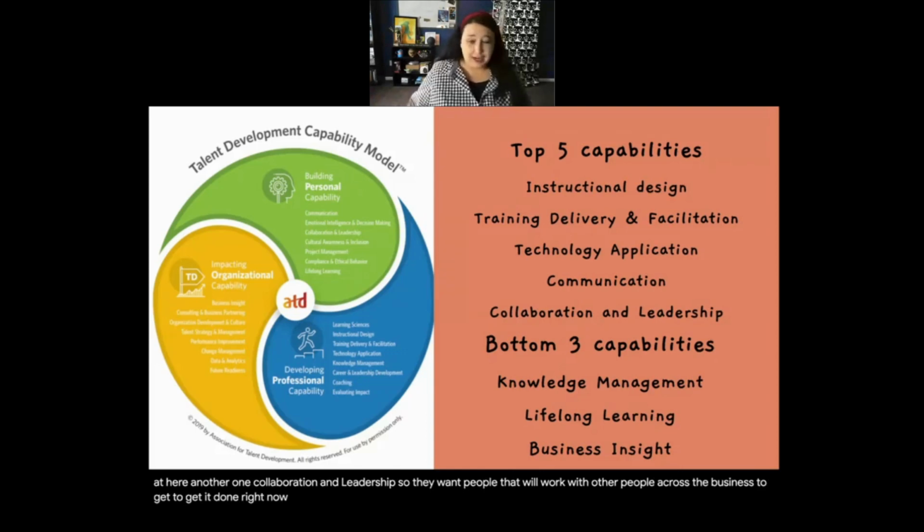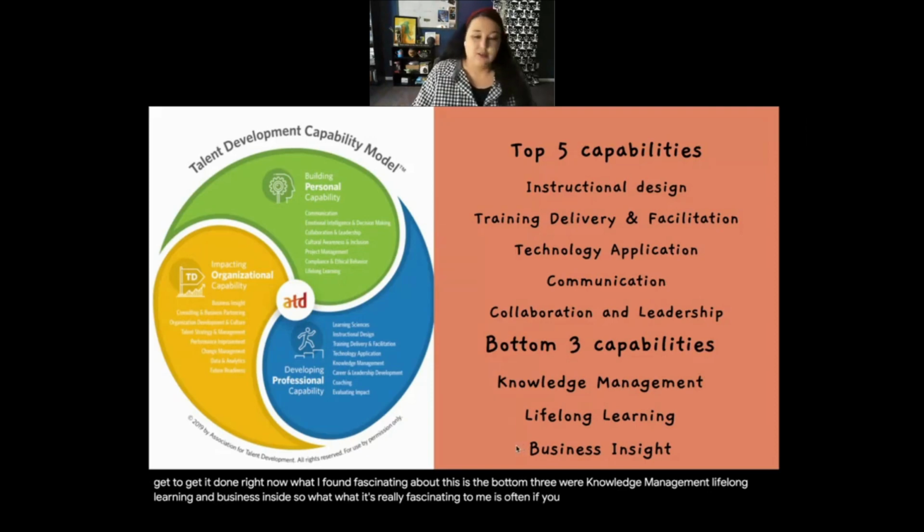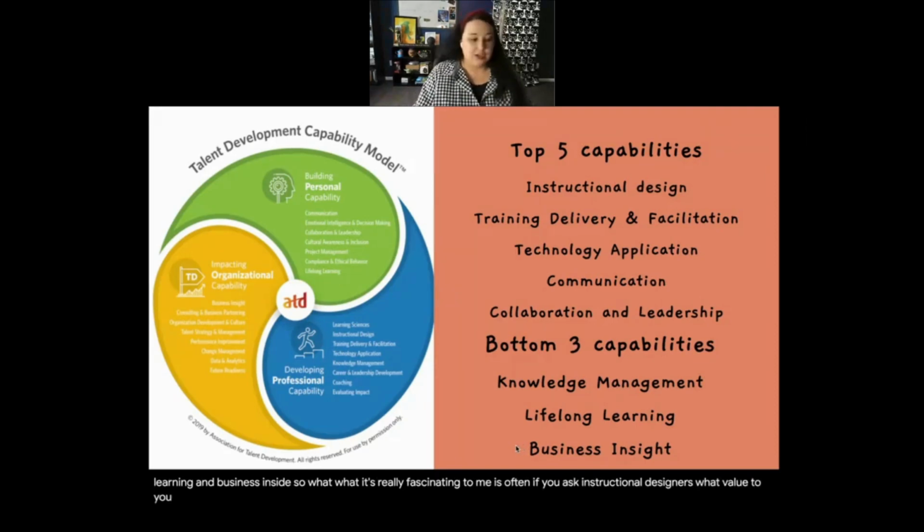Now, what I found fascinating about this is the bottom 3 were knowledge management, lifelong learning, and business insight. So what is really fascinating to me is often if you ask instructional designers, what value do you bring to your organization? More likely than not, a lot of them is like, well, I help the business be better, right? So I found that to be pretty fascinating.